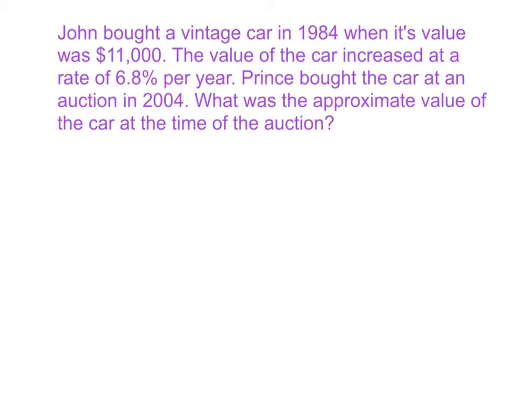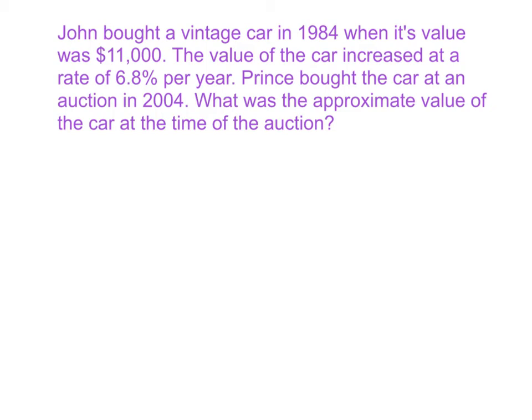Let's try one more example. John bought a vintage car in 1984 when its value was $11,000. The value of the car increased at a rate of 6.8% per year. Prince bought that same car at an auction in 2004. What was the approximate value of the car at the time of the auction?